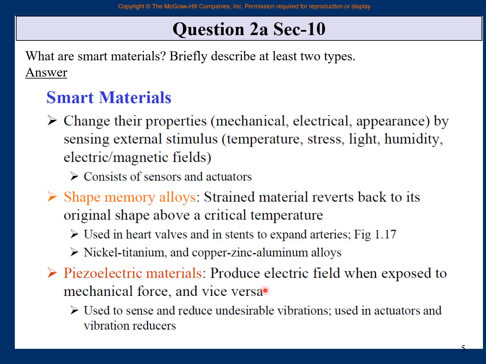Piezoelectric materials produce an electric field when exposed to mechanical force, and vice versa. If they are stressed, they produce electricity, and if electricity goes through them, they show signs of stress. They are used to sense and reduce undesirable vibrations. They are used in actuators and vibration reducers, and even in the electric bell in your house. So this was the first part of question 2 for the section 10 quiz.